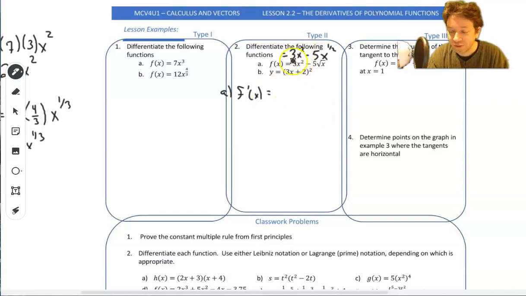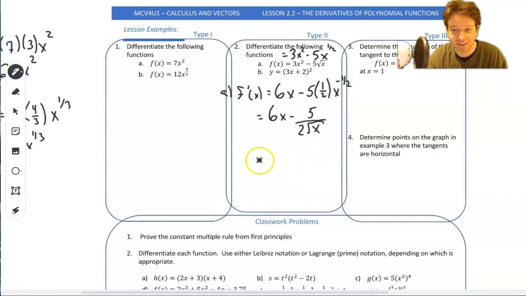Right, so here, derivative of 3x squared, so 2 times 3 is 6. Reduce the exponent by 1, so we just get x. Over here, you'll have 5 times 1/2, multiply by the exponent, and then subtract the exponent by 1, so you'll have x to the minus 1/2. And then we're going to clean this up a bit. So we have 6x minus 5 over 2 root x. So there's the derivative for that one.